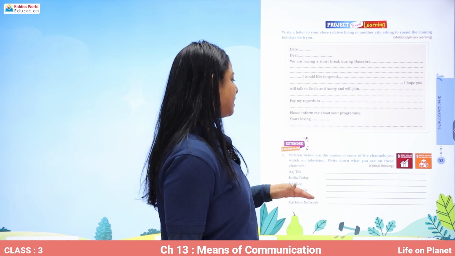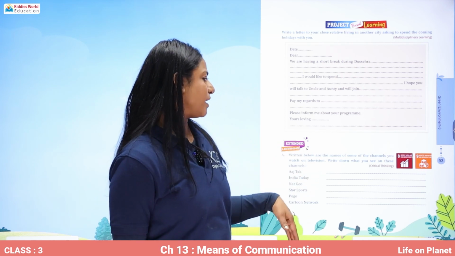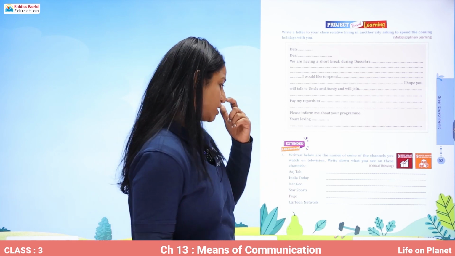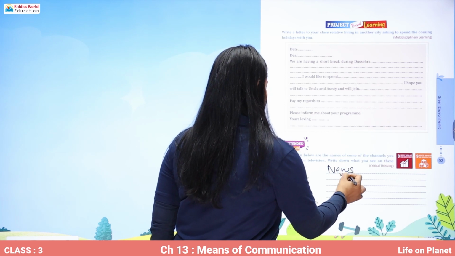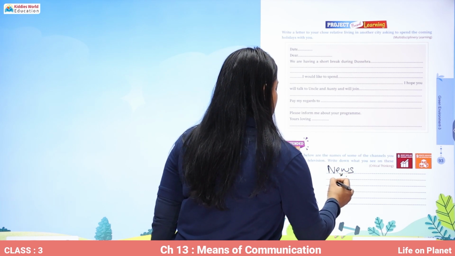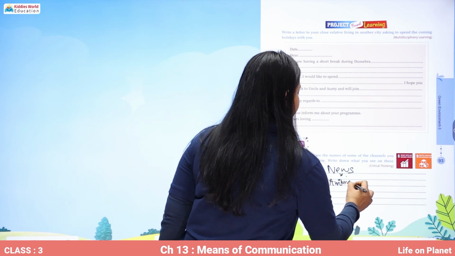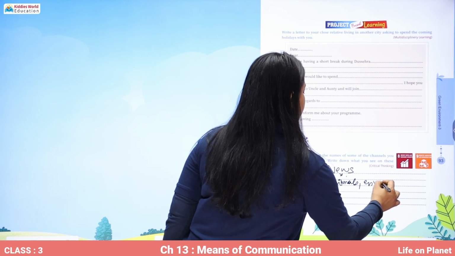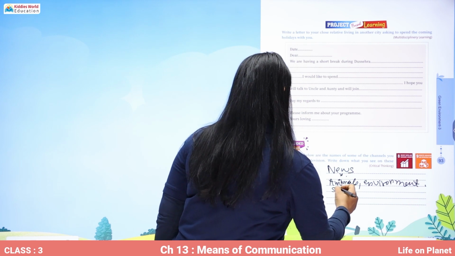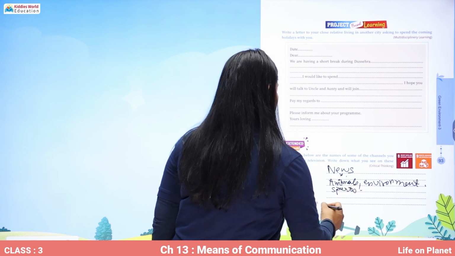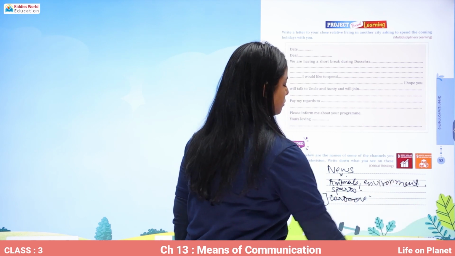Then written below are the names of some channels that you watch on television. So you have to write down what you see on these channels. For example, Aaj Tak is for news, India Today is for news, Nat Geo is for watching animals and environment. The full form is National Geographic Channel. Star Sports is for watching sports, and Pogo and Cartoon Network are for watching cartoons.